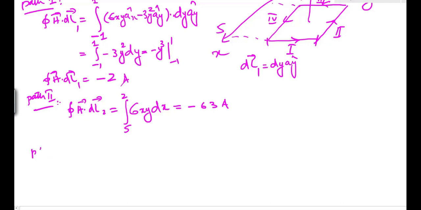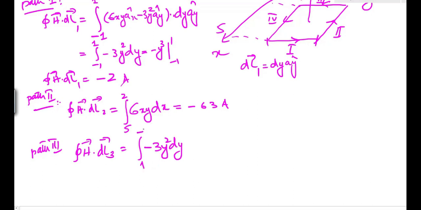Okay, now for path 3 we will repeat the same procedure, that is H dot dl3. For path 3, y changes from y equals 1 to y equals -1. The tangential component of the field in the y direction is again minus 3y square, so minus 3y square dy, and the limits change from 1 to -1. When you solve this, you will obtain 2 amperes.